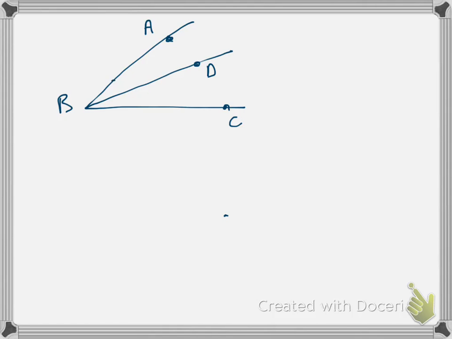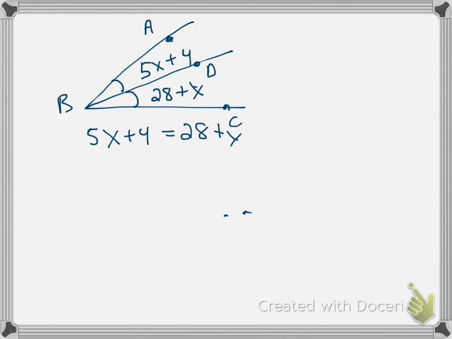Bisect means divides into equal parts for angles the same way it does for segments. And we're told that angle ABD is 5x plus 4. That's the top half up there. And angle DBC is 28 plus x. Well, if those two are equal, then we're going to set those expressions equal to find the value of x. We're going to have that 5x plus 4 equals 28 plus x. That will give us that 4x equals 24 and x equals 6.